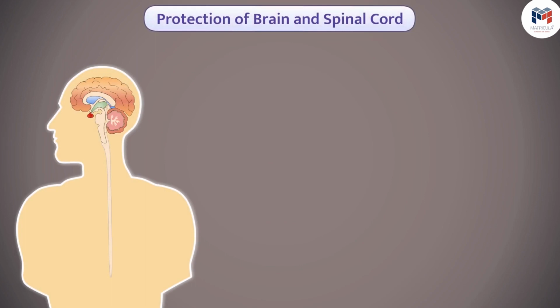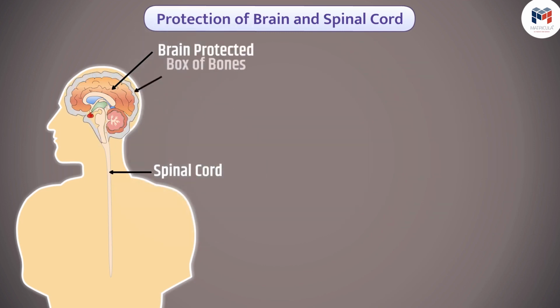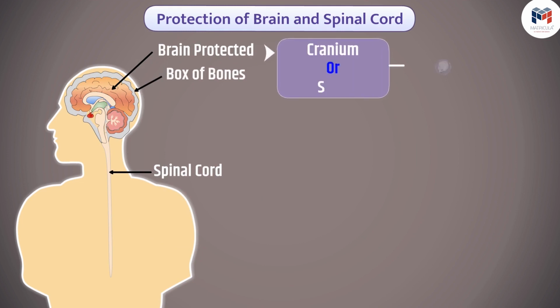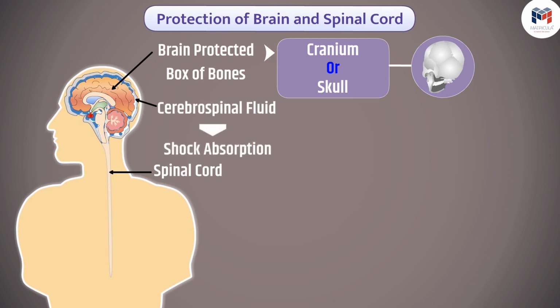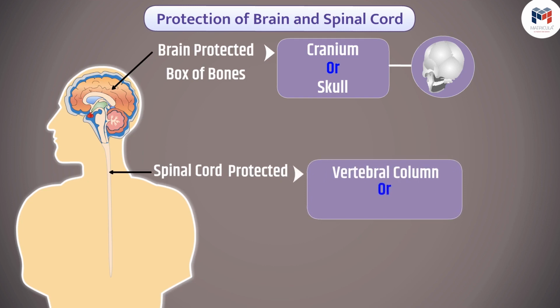Protection of the brain and the spinal cord. The brain and spinal cord are soft organs. The brain is protected by a box of bones called the cranium, also called the skull, and by the cerebrospinal fluid located inside the skull. This fluid absorbs shocks and protects the brain. Similarly, the spinal cord is protected by the vertebral column or backbone.